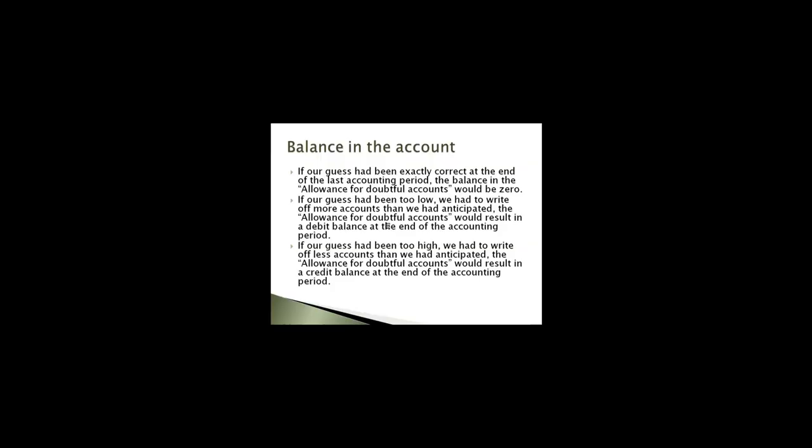If our guess had been exactly correct at the end of the last accounting period, the balance in the allowance for doubtful accounts would be 0. If our guess had been too low and we had written off more accounts than we had anticipated, the allowance for doubtful accounts would result in a debit balance at the end of this accounting period. On the other hand, if our guess had been too high and we had written off less accounts than we anticipated, the allowance for doubtful accounts would result in a credit balance at the end of the accounting period, as we previously demonstrated on this previous slide.